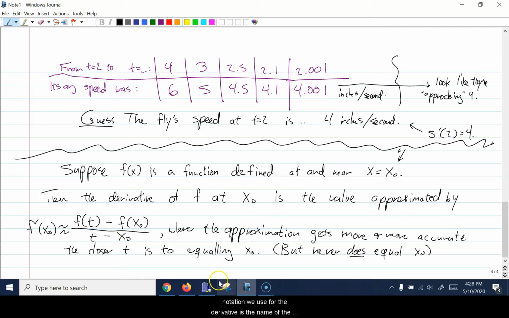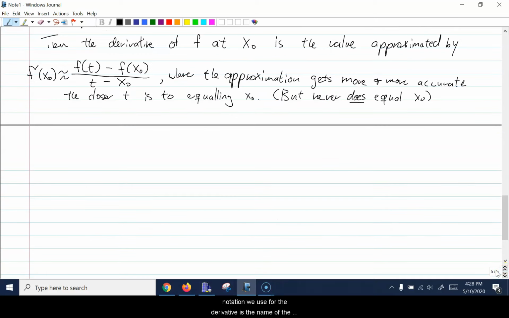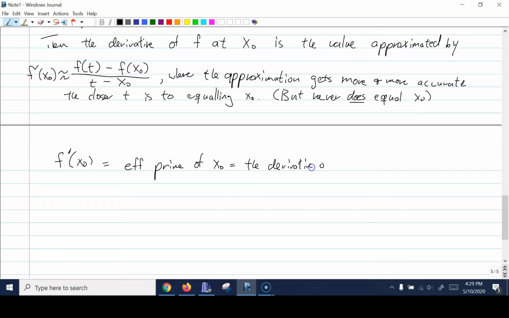And the notation we use for the derivative is the name of the function at the point. So this is the name for the value of the function at the point. We put an apostrophe to mean the derivative. This is sometimes pronounced f prime of the point. It's called the derivative of the function at the point x naught.